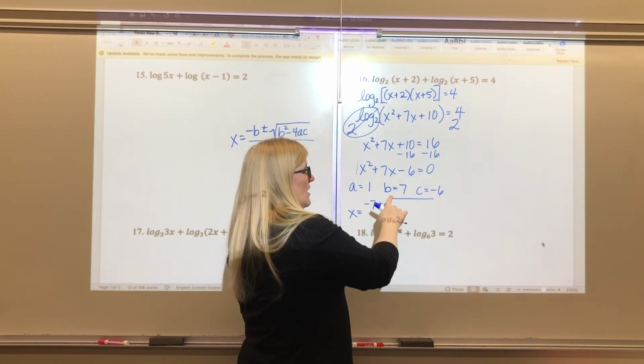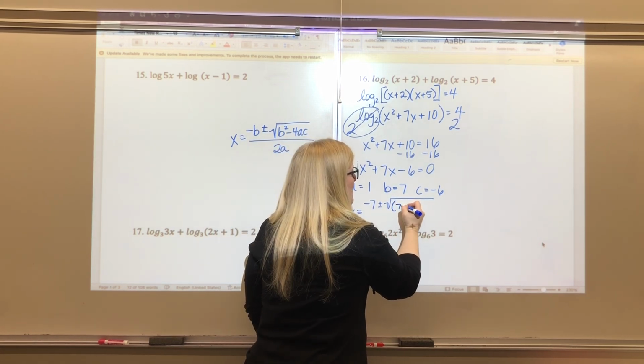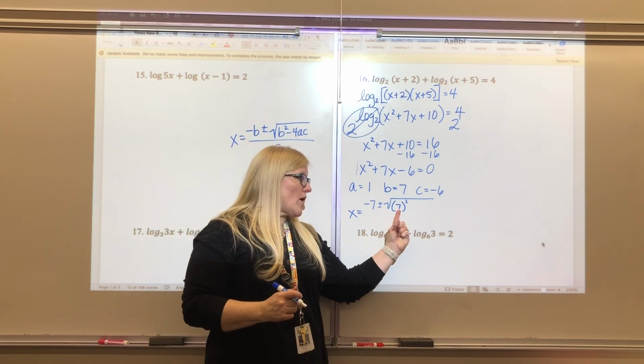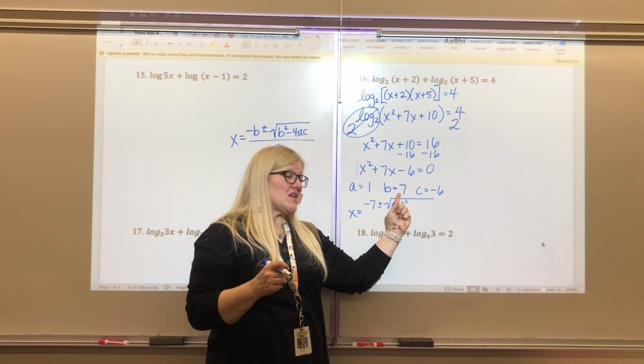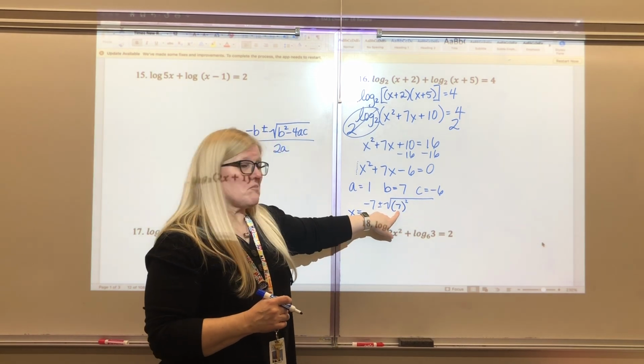All right, so in this case, A is my invisible 1, B is 7, right? And C is negative 6. So when I plug this in, I have negative B plus or minus the square root of B squared. Now, even now, I would just get in the habit of putting B in parentheses. B squared will always be positive, even if B is negative, because a negative times a negative is a positive. A lot of people miss that.